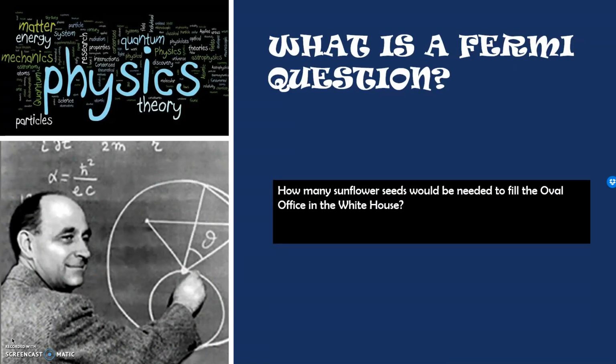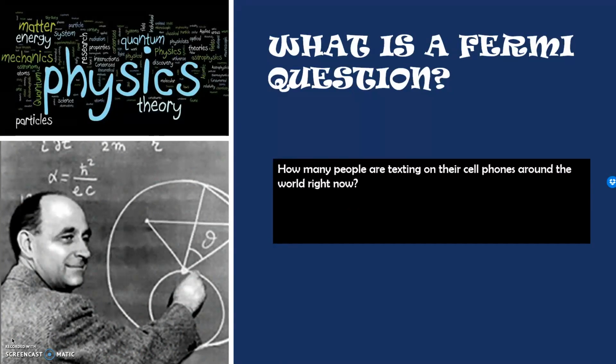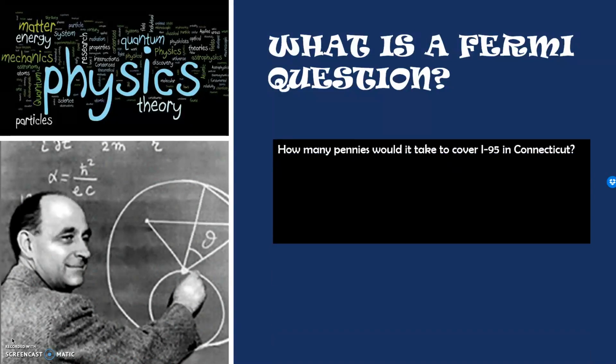Some examples include, how many sunflower seeds would be needed to fill the Oval Office in the White House? How many people are texting on their cell phones around the world right now? And how many pennies would it take to cover I-95 in Connecticut?